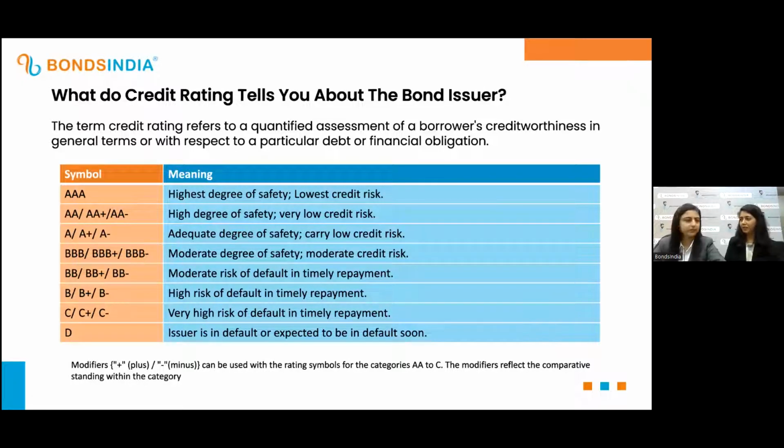This is a very nice segmentation of investors that we've done. These are the credit ratings. Credit rating is a very important assessment of the creditworthiness of the issuer. Some of the SEBI registered rating agencies are CRISIL, ICRA, CARE, India Ratings, etc. As we can see here, the highest degree of safety is AAA, the highest safety and the lowest credit risk, while C is the lowest rating category. Ratings between AAA and BBB are investment grade ratings, while ratings of BBB and below are considered speculative grade ratings.